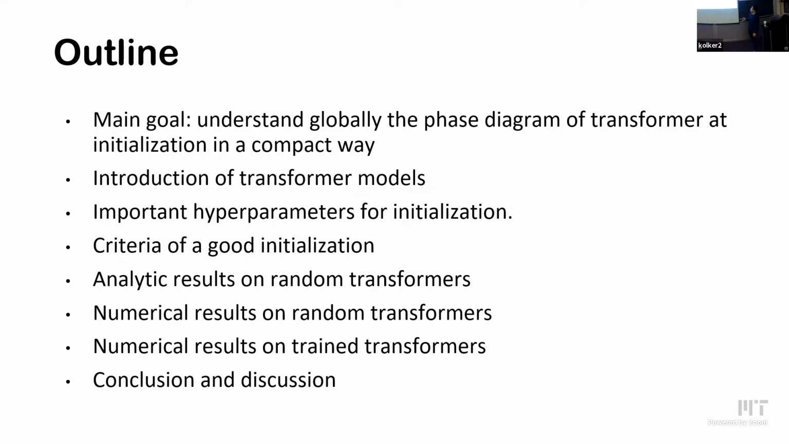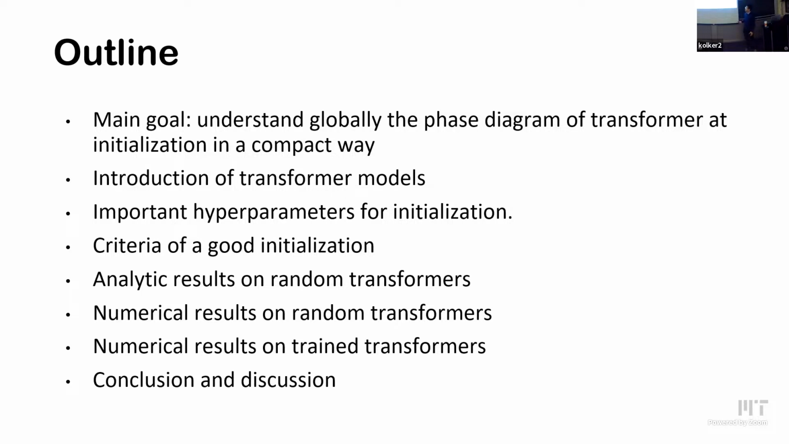The main goal is to understand the phase diagram of transformer at initialization. Of course, the trained transformer, like the large language models, can be very rich, and it will be very hard to have a systematic phase diagram. We are looking at the behavior of transformers at initialization, which means we take some random initial conditions, and then there are hyperparameters in these initial conditions, and we want to understand the behavior in terms of these hyperparameters, which means it's a phase diagram.